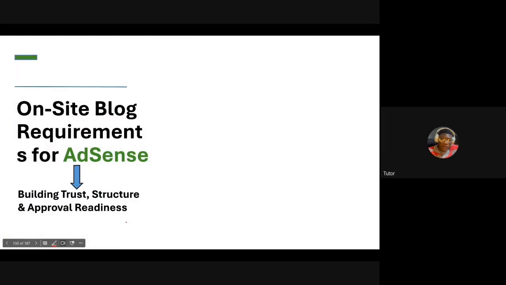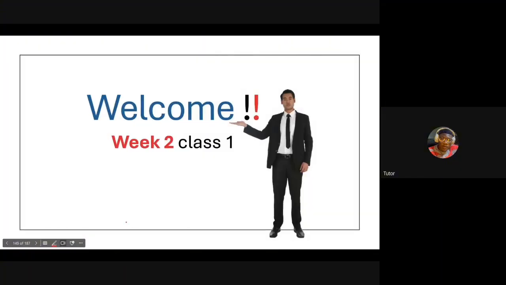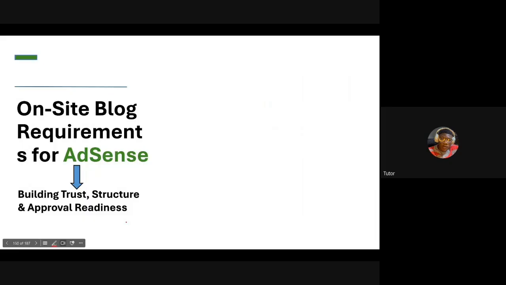Okay, and we'll be learning on-site blog requirements for AdSense: building trust, structure, and approval readiness. After this class, you should be able to get your website and everything ready. These are the things you must achieve: on-site blog requirements for AdSense.